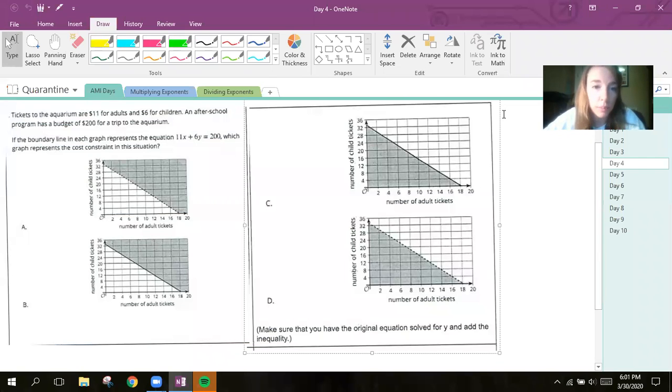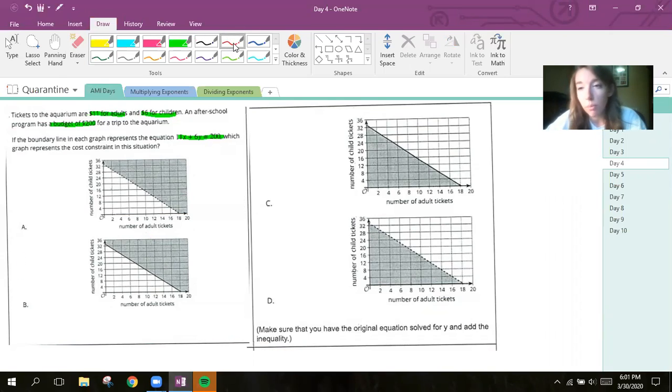AMI day 4. All right, so it says tickets to the aquarium are $11 for adults and $6 for children at an after-school program that has a budget of $200. If the boundary line in each group represents this equation, 11x for adults, 6y for children with a budget of 200, which graph represents the cost constraint in this situation?